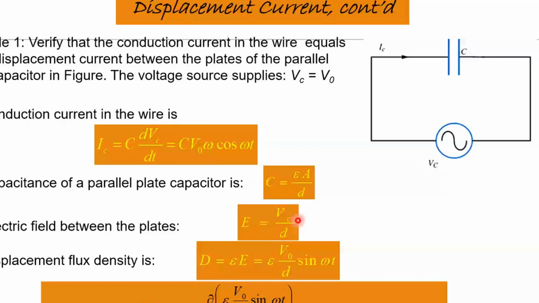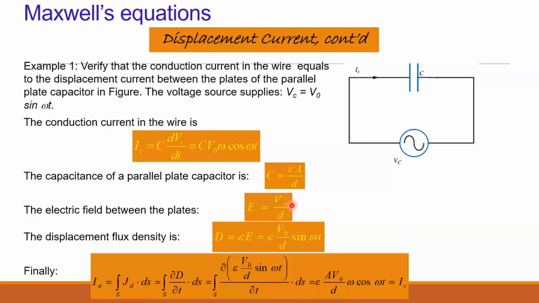Right? And what is flux density? Flux density D is equal to epsilon E. Therefore, it is epsilon into V naught upon D into sine of omega t. Right?